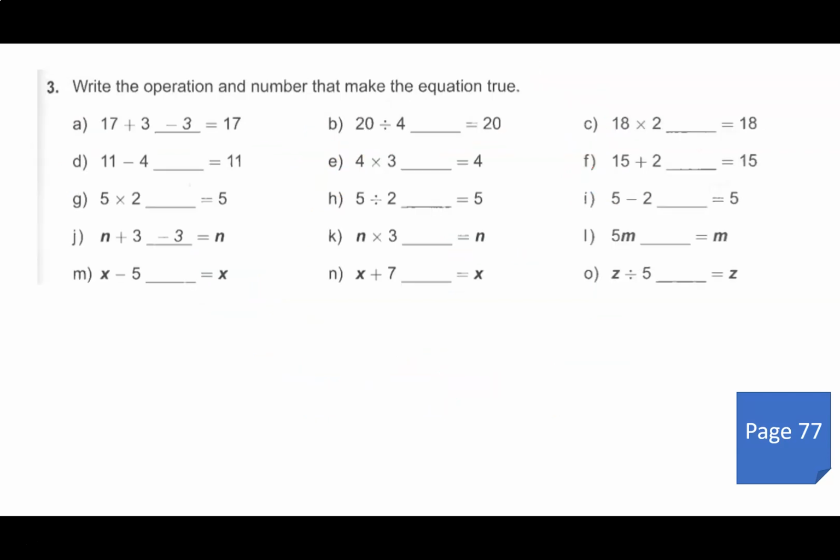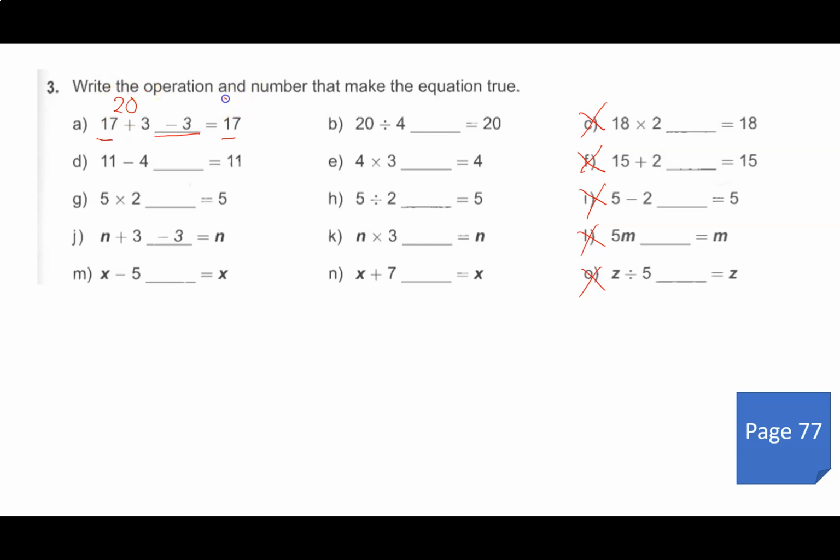All right, question 3 is a big one. Let's start by crossing off the last column, C, F, I, L, and O. All right, the first one is done for us. You'll notice these questions are following the same pattern. The first number and the final number are the same. 17 plus 3, fill in the blank, will get us back to 17, or will equal 17. 17 plus 3 is 20.